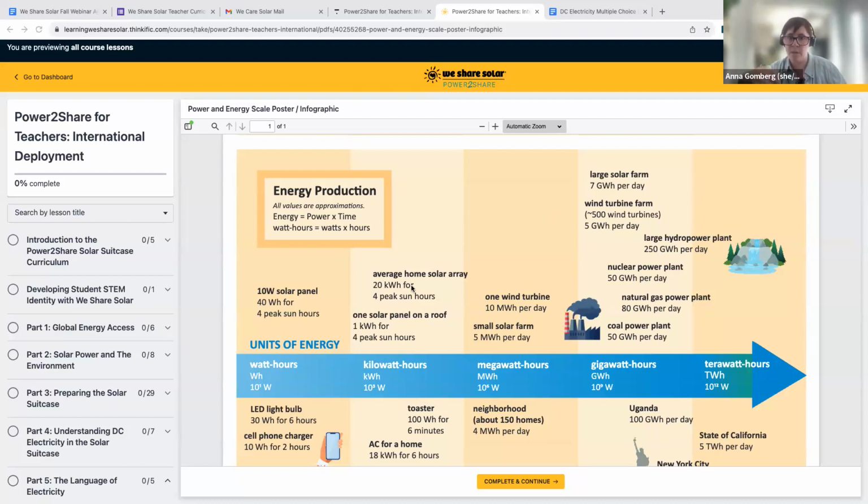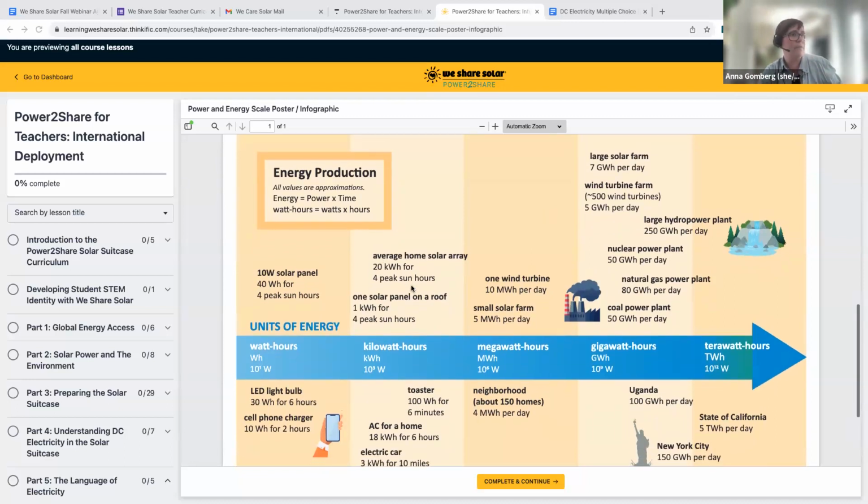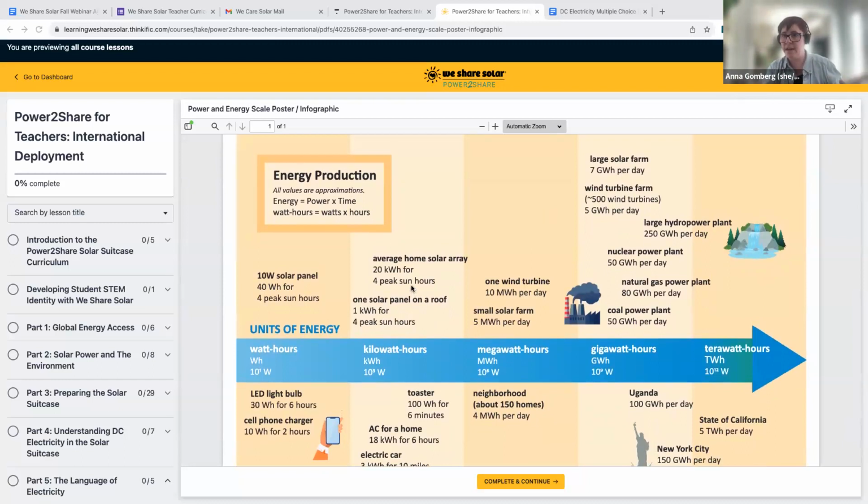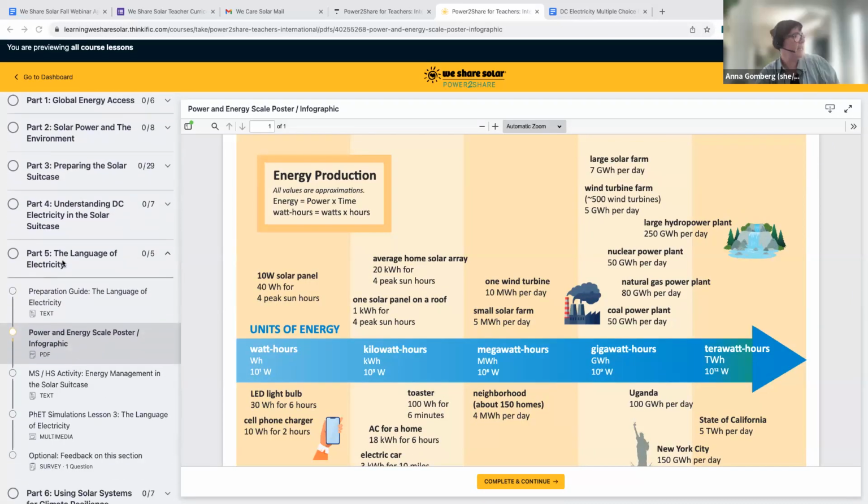I was having conversations with people that knew a lot about solar and energy in general. They're just kind of throwing out numbers all the time. And I was like, okay, I need to write these numbers down and put them on a poster, because I grew up with posters that look like this, but for distance. This is all about scale and proportion. Where can we find it? It's in our curriculum in the language of electricity section.